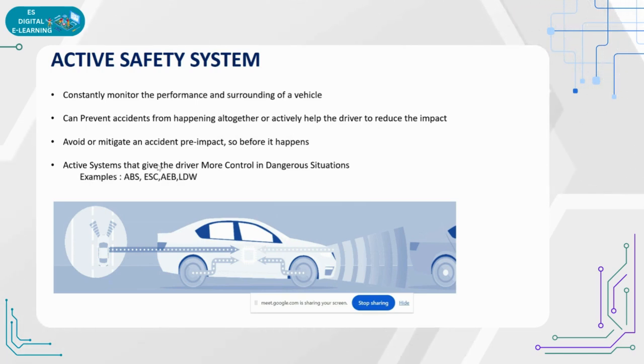Examples are ABS, anti-lock braking system, and ESC, emergency steering control. Whenever you are not able to control your steering, it will automatically control. And AEB, automatic emergency braking. And LDW, lane departure warning. Whenever the lane white lines are there, if something is not correct, it will be automatically controlled. That will be the LDW.